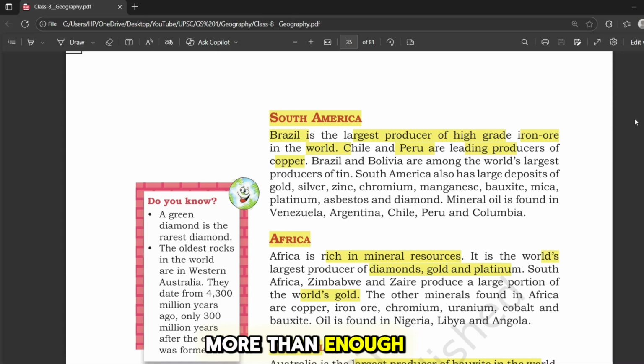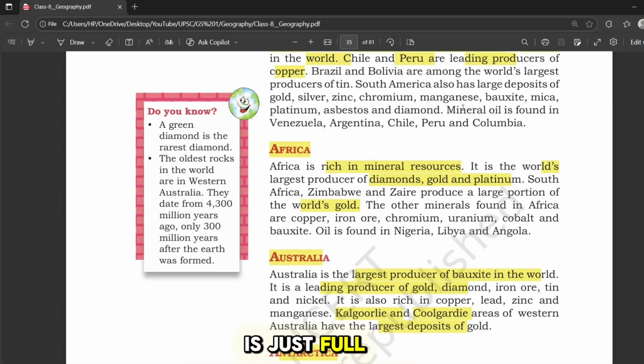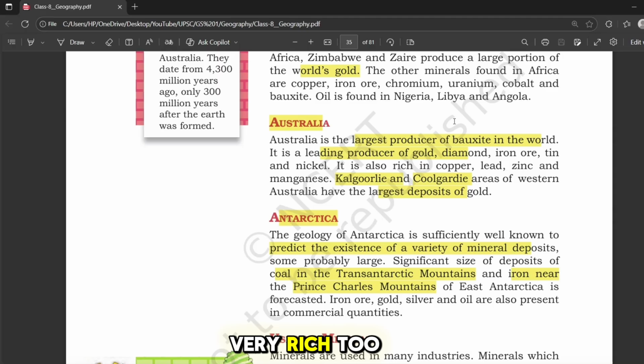That's more than enough. And moving to Africa, this continent is just full of mineral wealth. It's the world's largest producer of diamond, gold, and platinum. That's why many countries here depend a lot on mining. But also many have faced challenges because of over-dependence on raw mineral exports. Then we have Australia, that is very rich too. It's the largest producer of bauxite and also produces gold and diamond. Places like Kalgoorlie and Coolgardie in Western Australia are famous for gold. You don't have to memorize all these names. Just have an idea which continent is rich in which mineral, and that's enough for smart preparation.